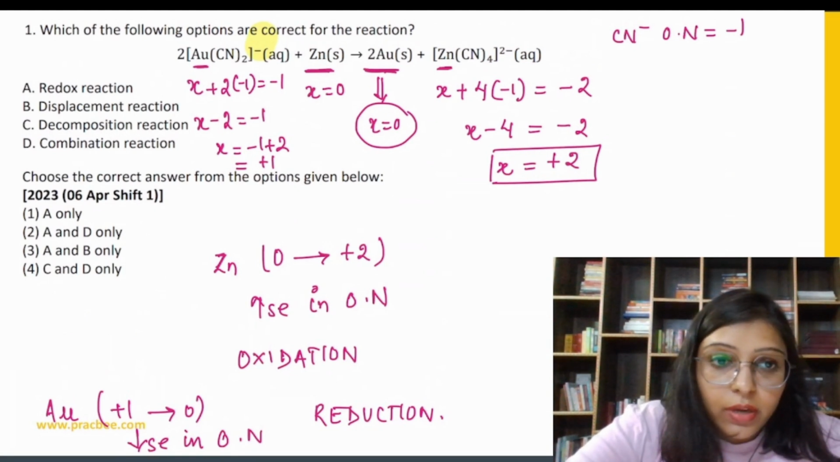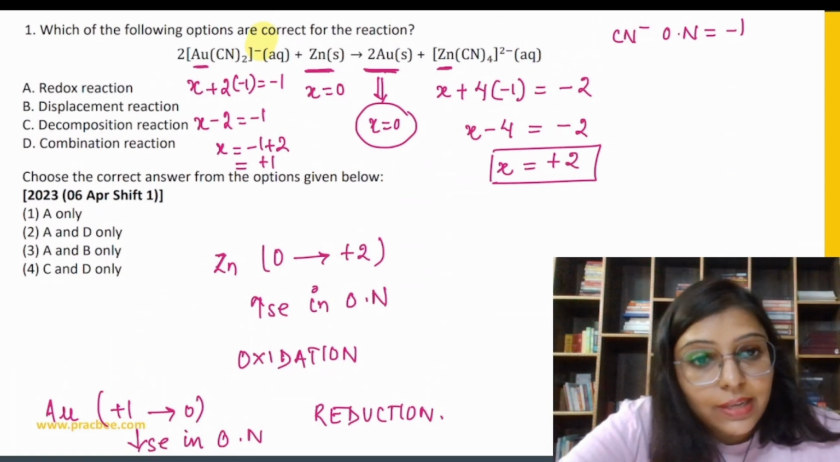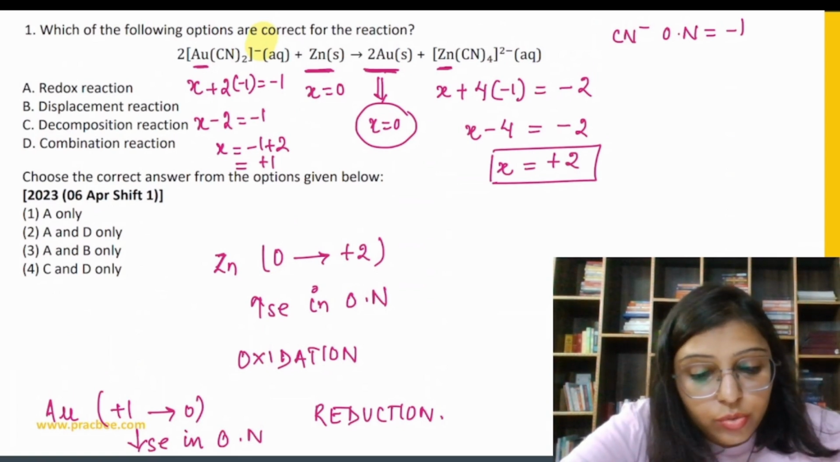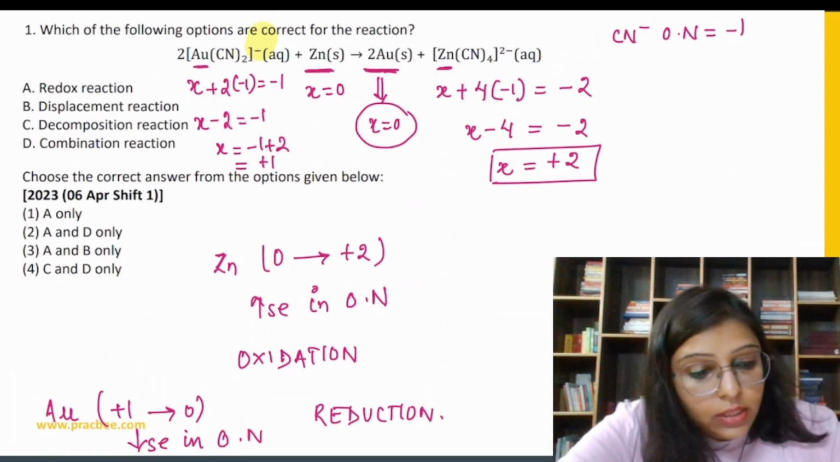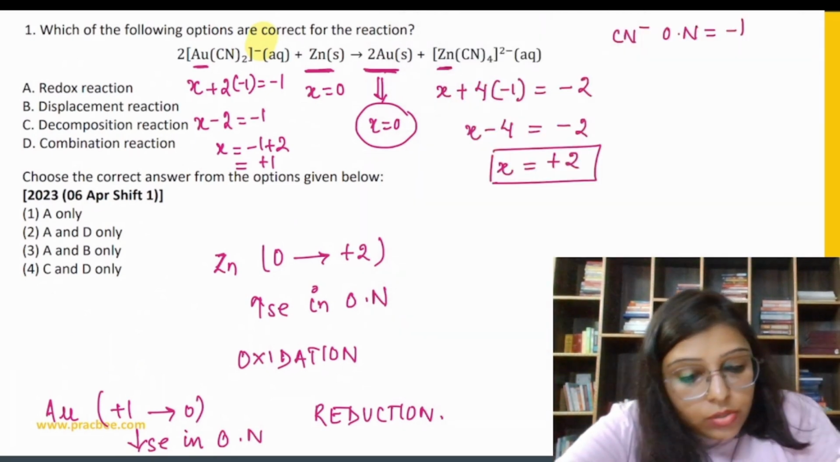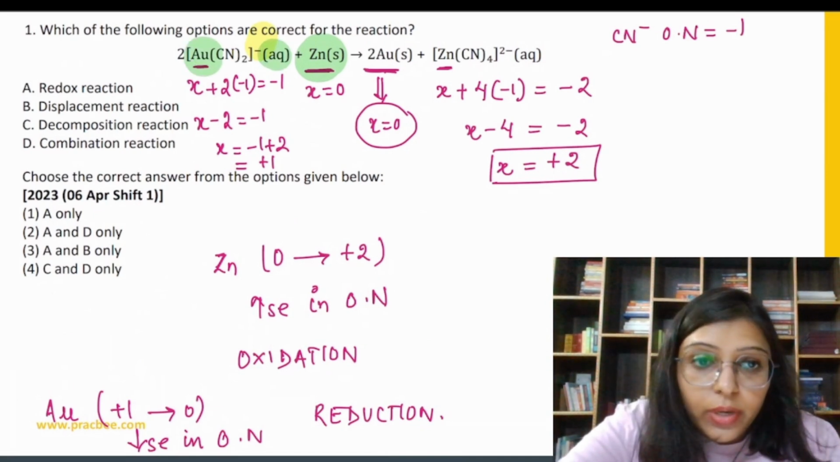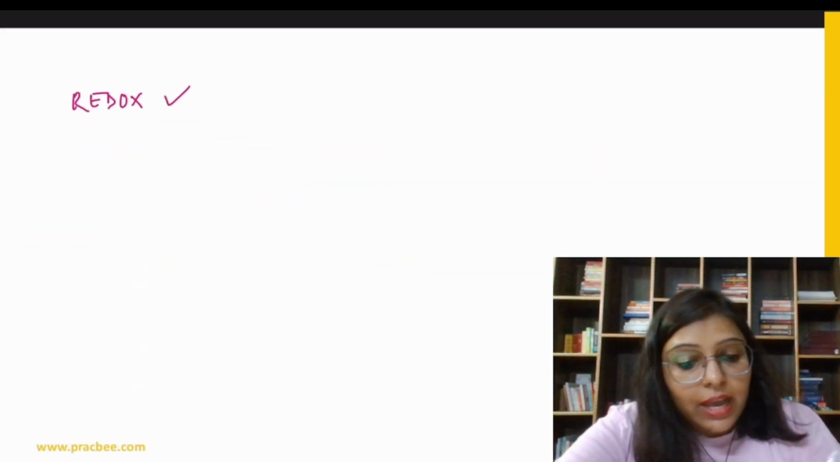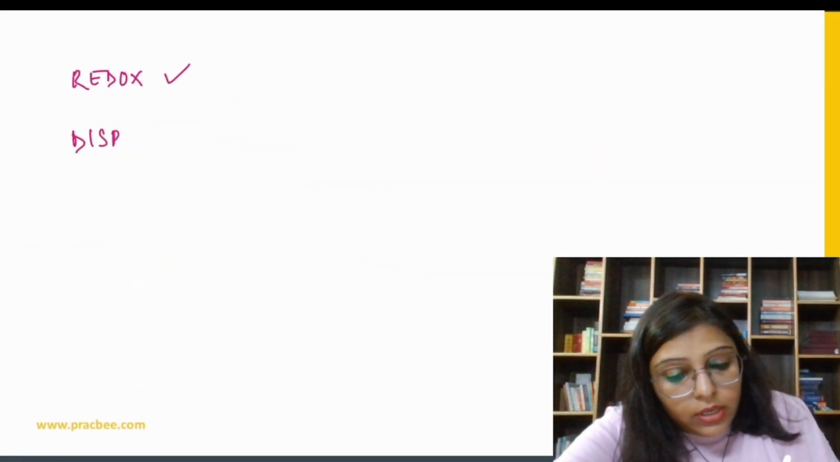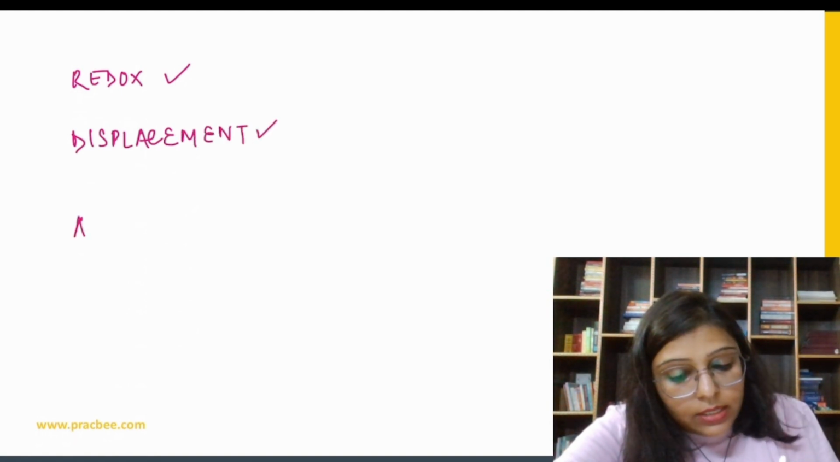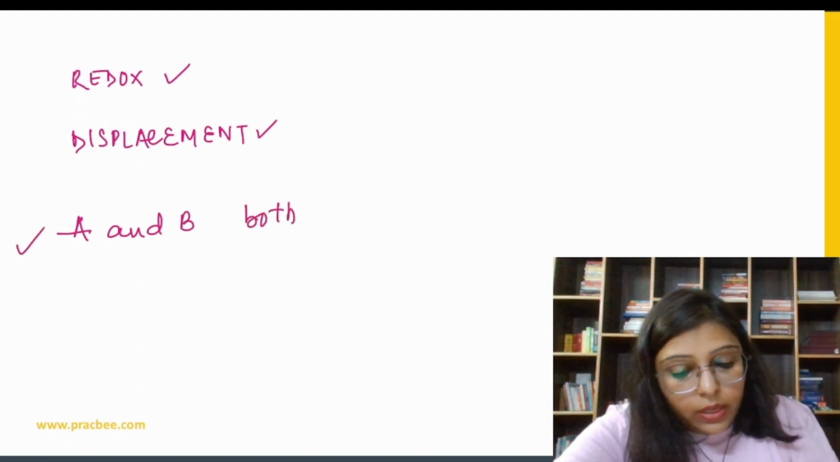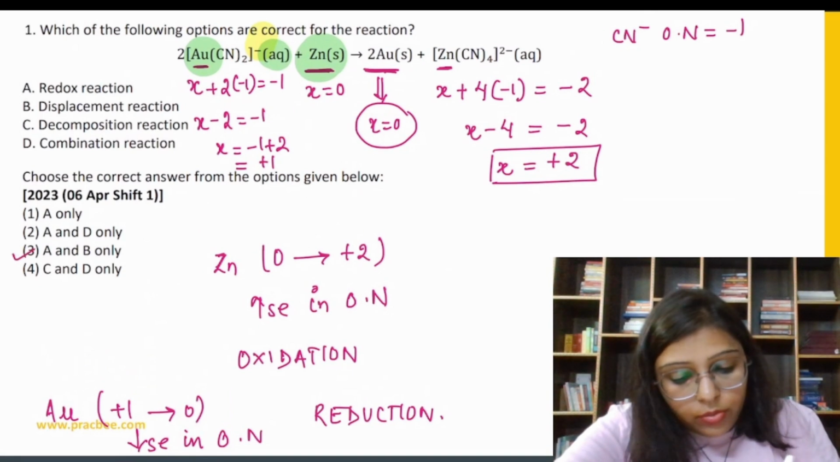So what is a displacement reaction? When a more reactive element displaces a less reactive element from its salt solution. If you see this reaction, zinc is the more reactive element and it displaces gold from its aqueous solution. So we can consider this reaction as a displacement reaction. So the answer is going to be A and B both. So the option is 3.